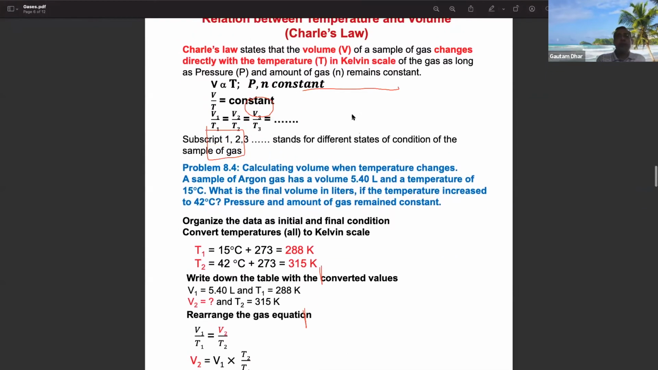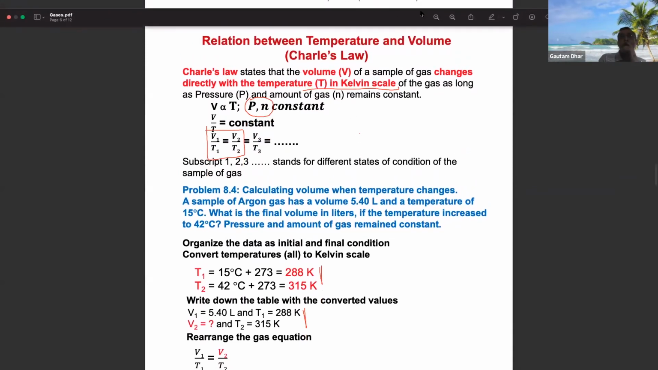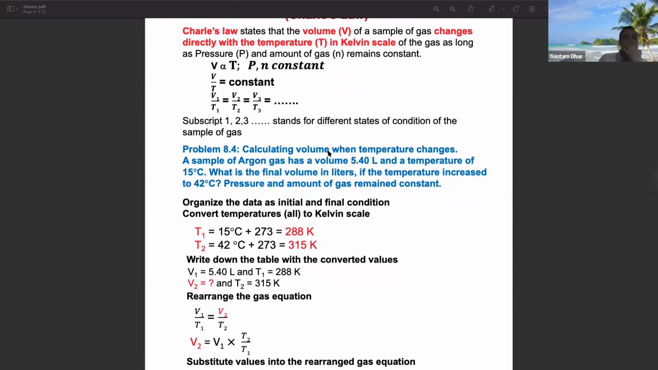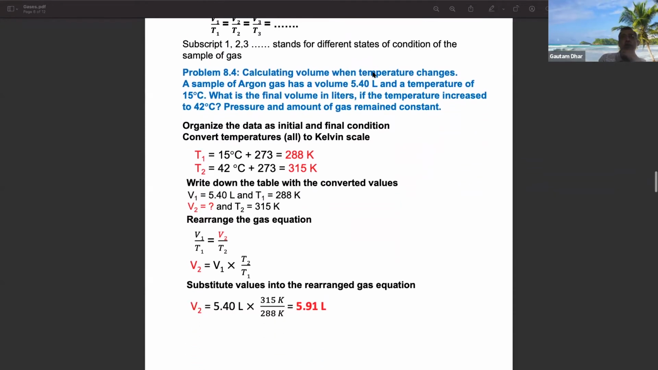So the problem says: calculating the volume when temperature changes. A sample of argon gas has a volume of 5.4 liter and temperature 15 degrees centigrade. So when you read a question like this, mark out the key data and write it down as a table. Okay. So my key data is 15 degree, 5.4 liter, and then this is the question: what is the volume if the temperature increased to 42?